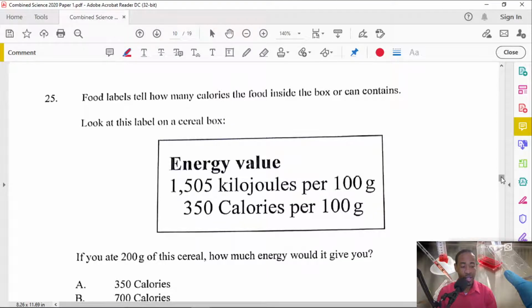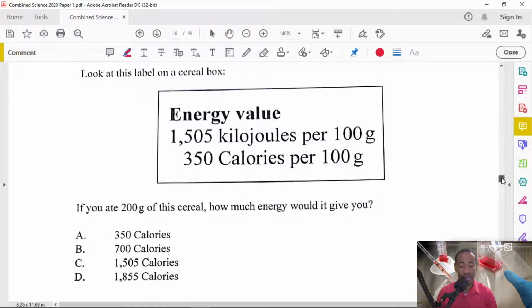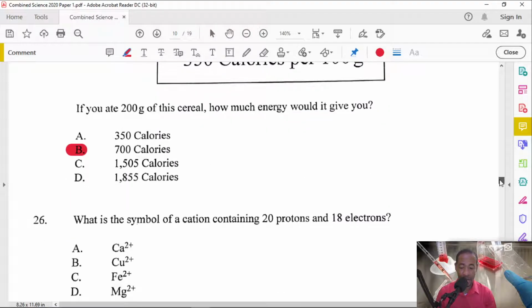So the question now asks, if you ate 200 grams of this cereal, how much energy would it give you? And so looking for energy. All right. And so if 100 grams will provide you with 350 calories, then doubling that up will also double the calories, which gives us 700. Okay. So 350 multiplied by 2 will give us what? 700. All right. So that will be our answer there. All right. So let's look at question 26.